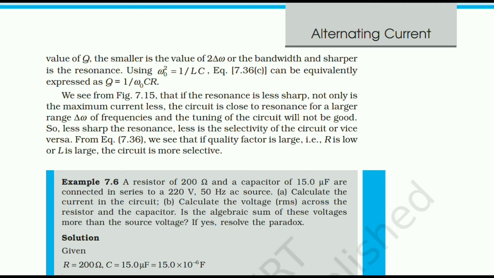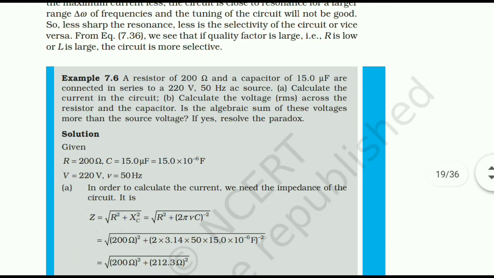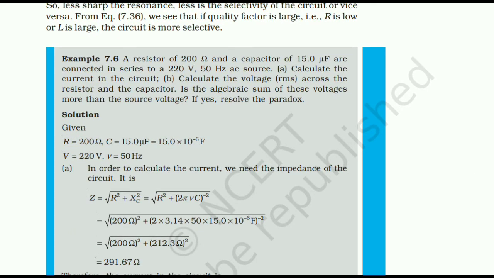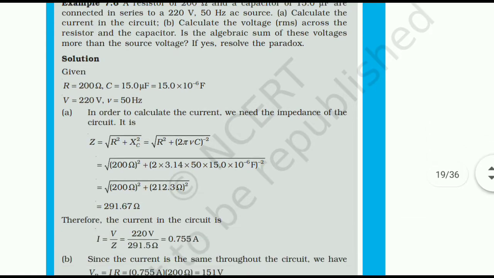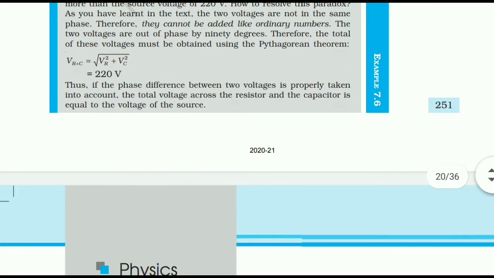I'm skipping example 7.6 for you to solve it later, or you may pause the video and solve it right now.